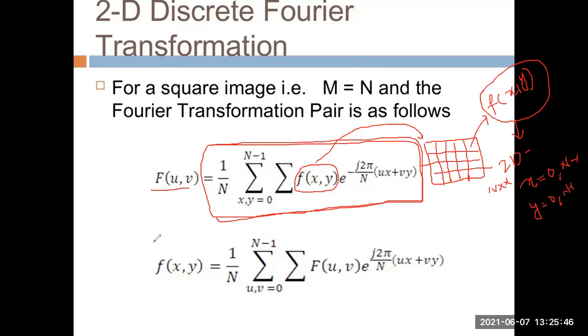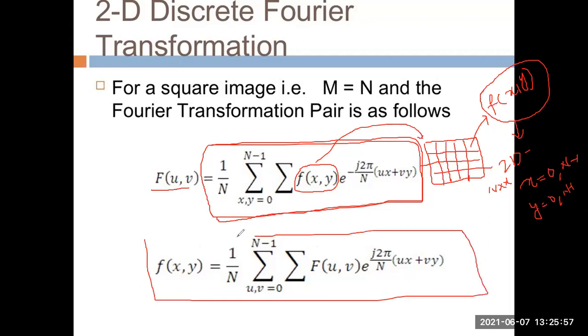Similarly, I can derive the inverse Fourier transformation. That means if I want to get the actual spatial domain from the frequency domain, we can use this formula, which is used for the two-dimensional IDFT, the inverse discrete Fourier transformation. The inverse discrete Fourier transformation is used to find the actual image, or spatial domain of the image. This is the mathematical formula that we have to use.